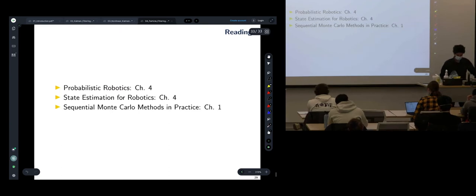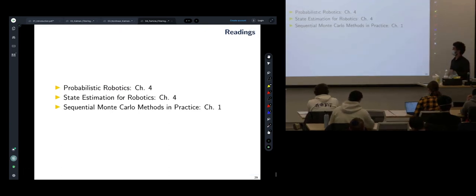So that's all for today. The related readings are chapter 4 of Probabilistic Robotics. It talks about non-parametric filters. By the way, this is a non-parametric filter, as opposed to a parametric filter, such as Kalman filters.